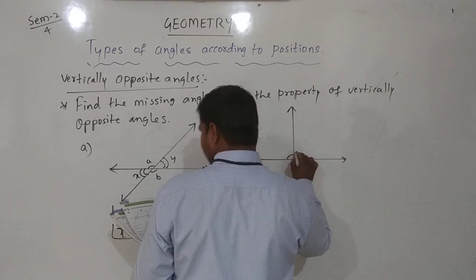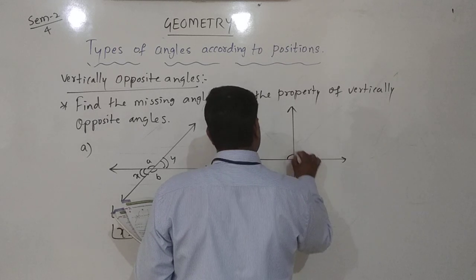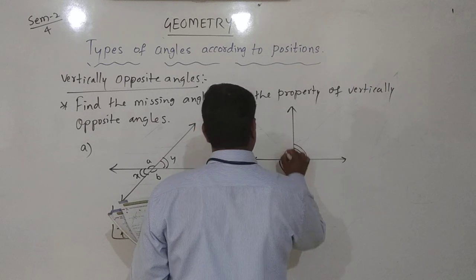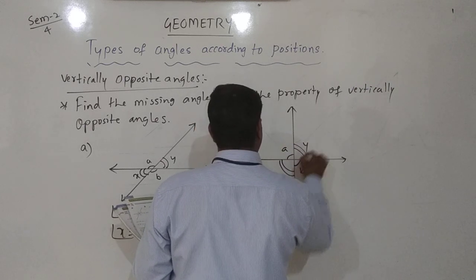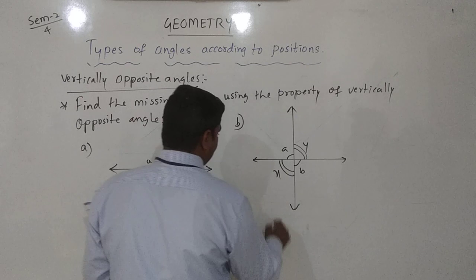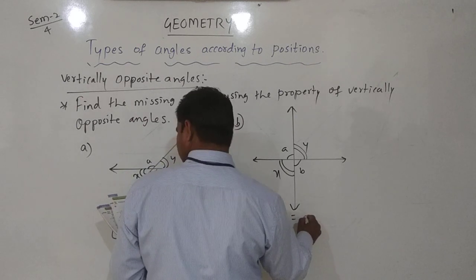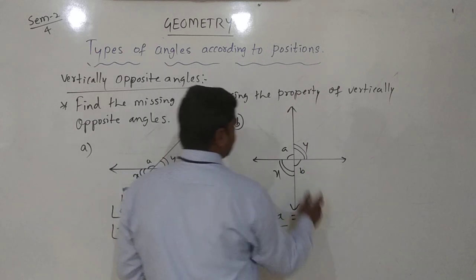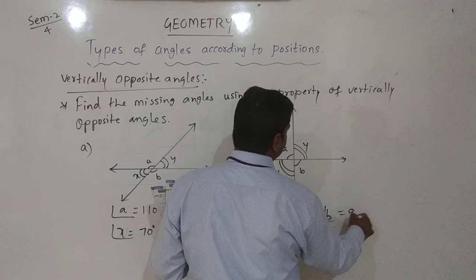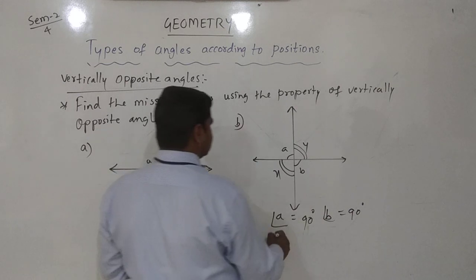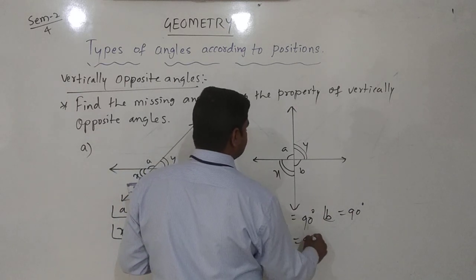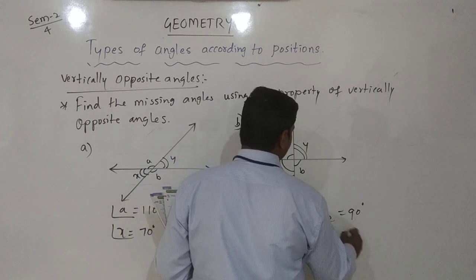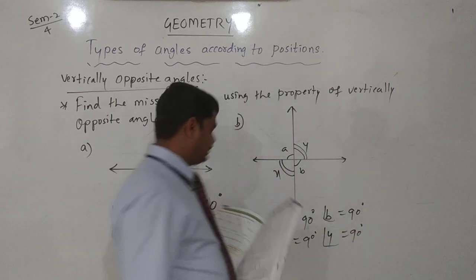In the B question, four angles will form here: A, B, Y, X. Angle A is equal to 90 degrees. Angle A is 90, then automatically angle B is also 90 degrees. Then angle X is 90 degrees. Then all angles are 90 degrees only here. Yes or no? Then angle Y is equal to 90 degrees.